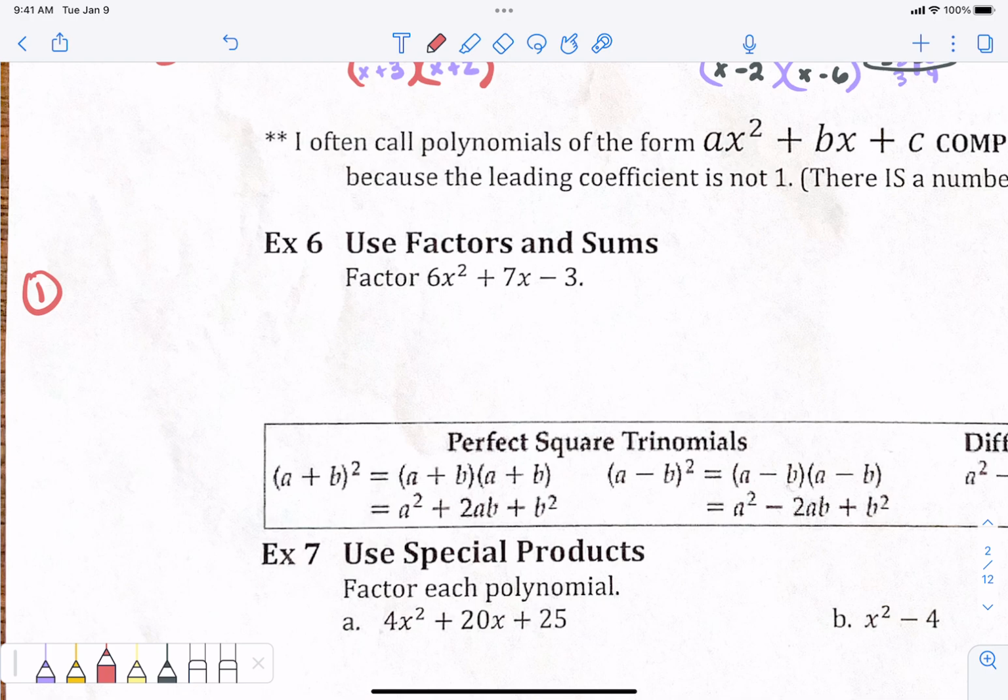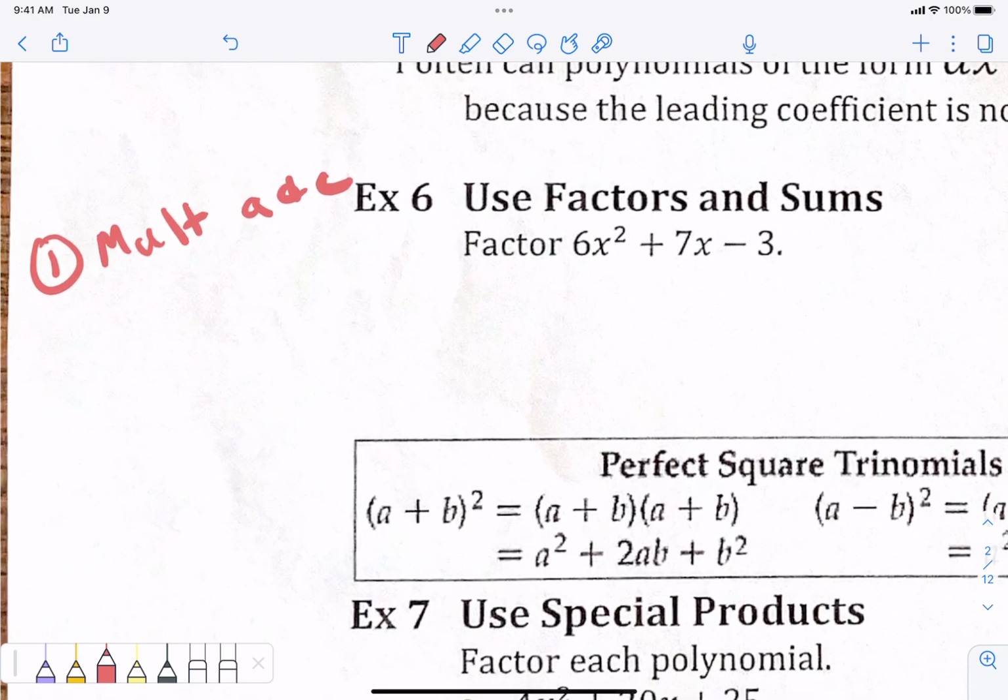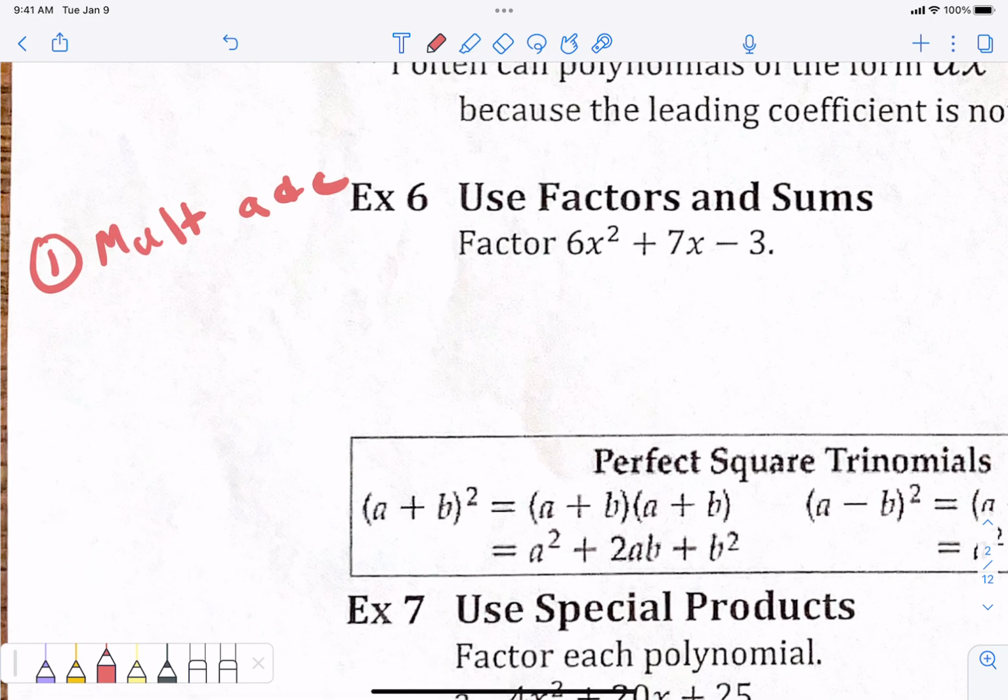First thing is we want to multiply A and C together. And now you're lost. You're like, what the heck does A and C mean? What's A and C? You have any idea? Yeah. 6 is A, 7 is B, and -3 is C. So if we multiply A and C together, step number 1 would be 6 times -3, and that's going to give us -18. Perfect. That's step number 1.